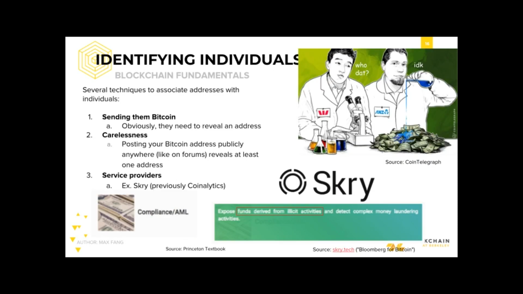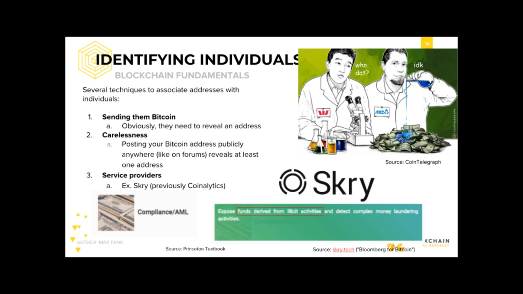So far we've been talking about companies, but can you also identify individuals? Well, one really obvious way is by saying, hey, I will send you some Bitcoin, and then I'll know what your address is. Or, hey, can you send me some Bitcoin? So if you send me Bitcoin, I know what your address is. So transact with them. Another way you'd know their addresses is if they're careless.